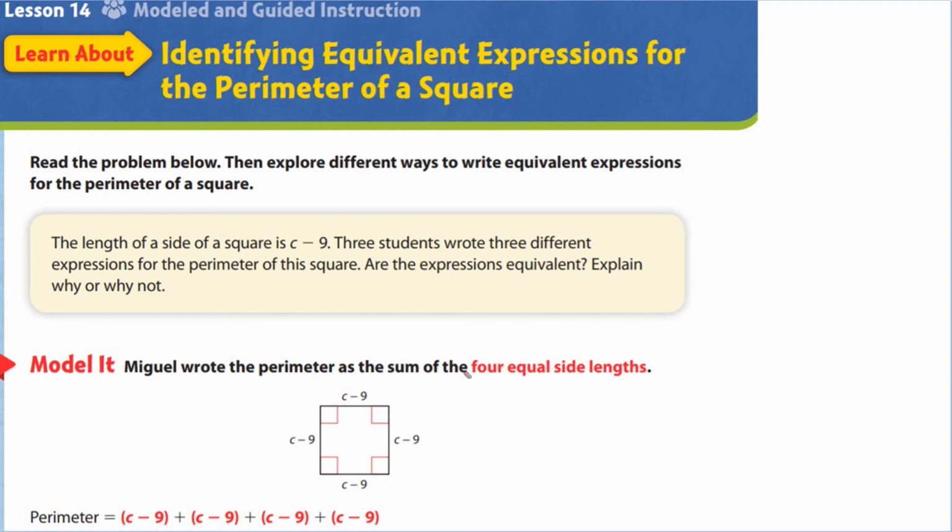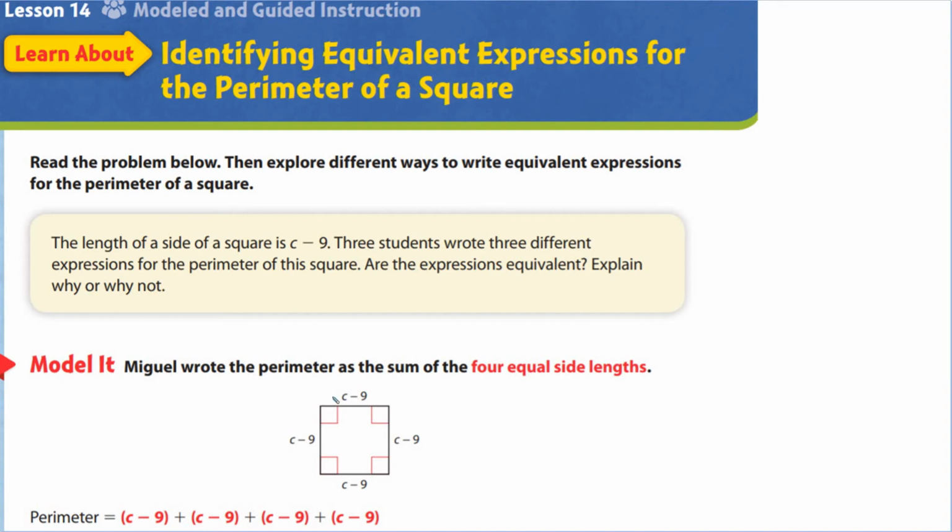Let's read the problem below, then explore different ways to write equivalent expressions for the perimeter of a square. The length of a side of a square is c minus 9. 3 students wrote 3 different expressions for the perimeter of the square. Are the expressions equivalent? Explain why and why not. So let's model it first and look at that. Miguel wrote the perimeter as the sum of the 4 equal side lengths, c minus 9. Right? The side of a square. c minus 9, c minus 9, c minus 9.